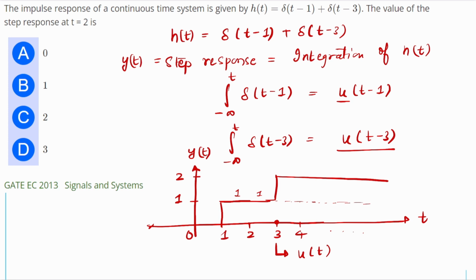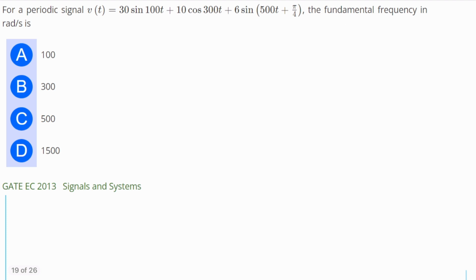Now they are asking us the value of the step response at t equals 2. So you can easily see that at t equals 2, the value of the step response is nothing but 1. So y(t) equals 1. So 1 is the correct answer. Okay. Moving on to the next question.